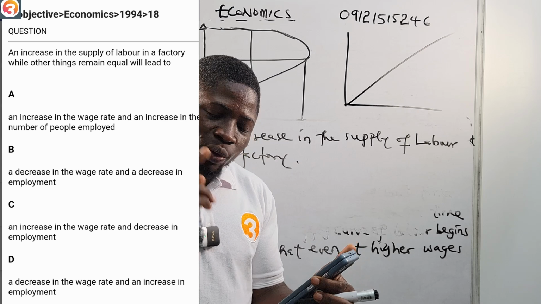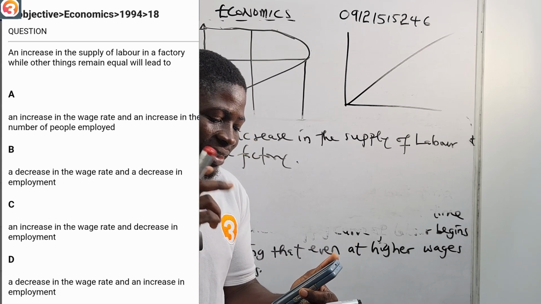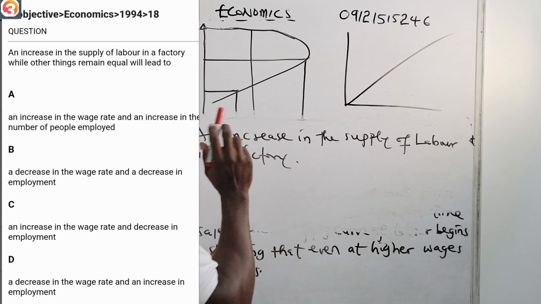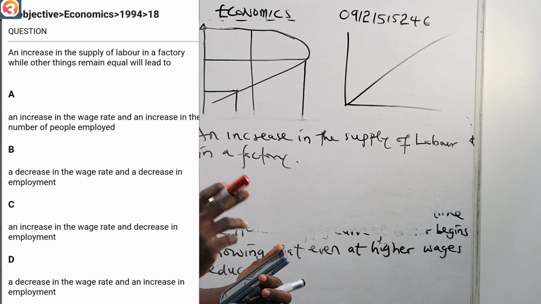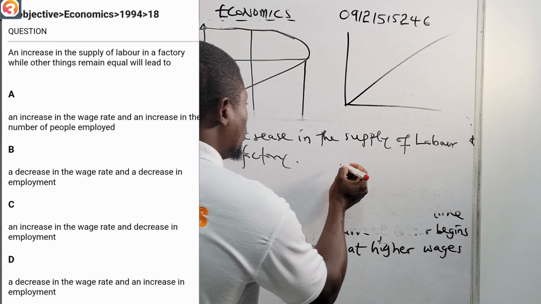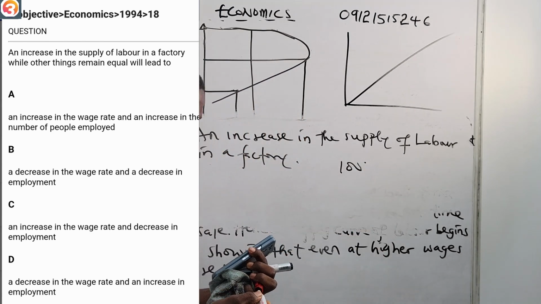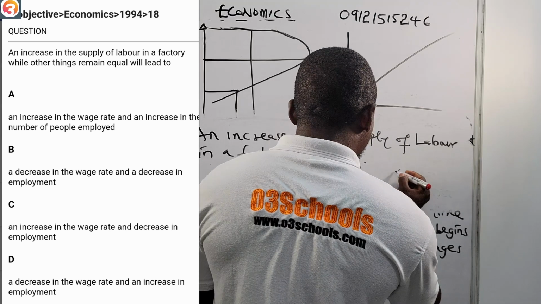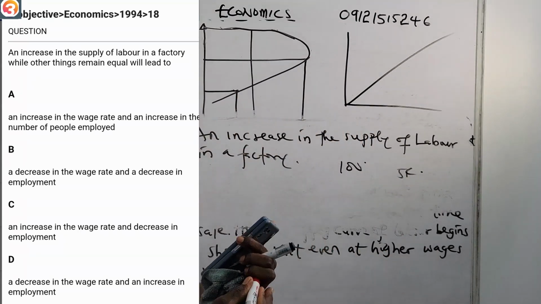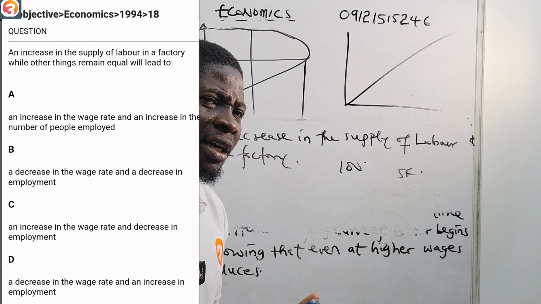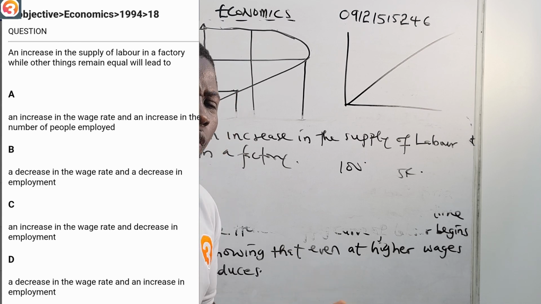So A says an increase in the wage rates and an increase in the number of people employed. The number of people employed will actually increase, very correct. But will it lead to an increase in wage rate? Let's say you have 100 people in the factory before, and these 100 people were earning 5,000 naira per day, 5K per day. Now the employer wants to increase productivity, so let him employ more workers.